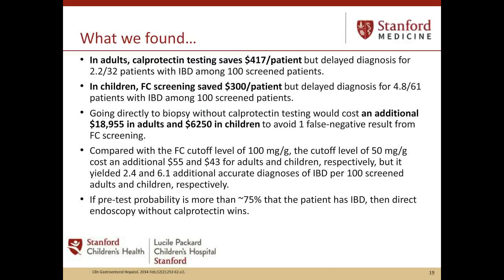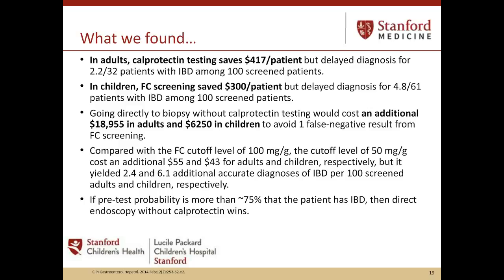So essentially what we found is that out of 100 patients who were screened for inflammatory bowel disease versus irritable bowel syndrome in adults, calprotectin saves about $417 per patient, but delayed the diagnosis in about 2 patients out of the 32 patients with ultimately IBD. In children, fecal calprotectin saved about $300, but delayed the diagnosis a little bit more in about 5 out of the 61 pediatric patients who ultimately went on to have IBD.